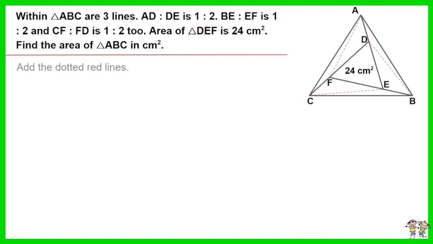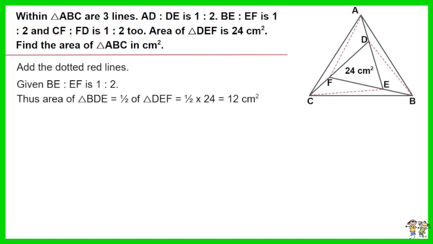Add the dotted red lines as shown on the diagram. Given the ratio of BE to EF is 1 to 2, thus area of triangle BDE equals half of triangle DEF equals half of 24 equals 12 centimeters square.